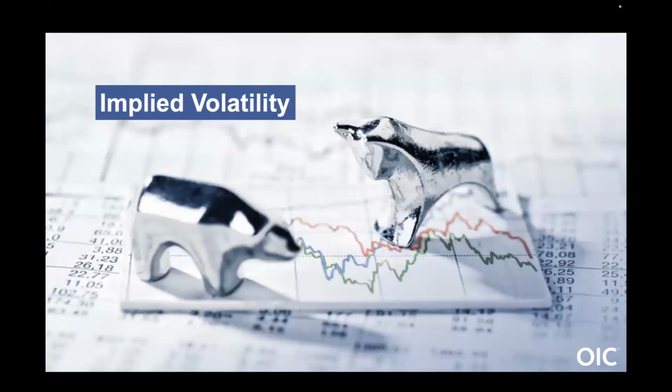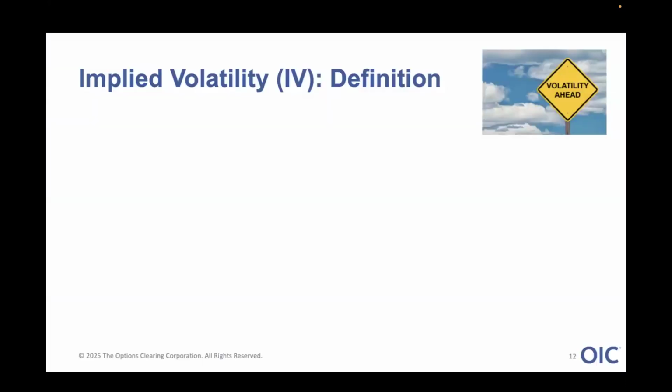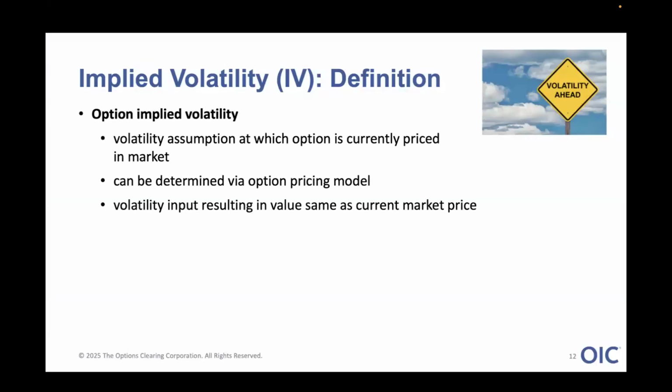Now, implied volatility, on the other hand, is a forward-looking metric. Okay, now only options have implied volatility, and it's one of the inputs that you put in to an options pricing model.